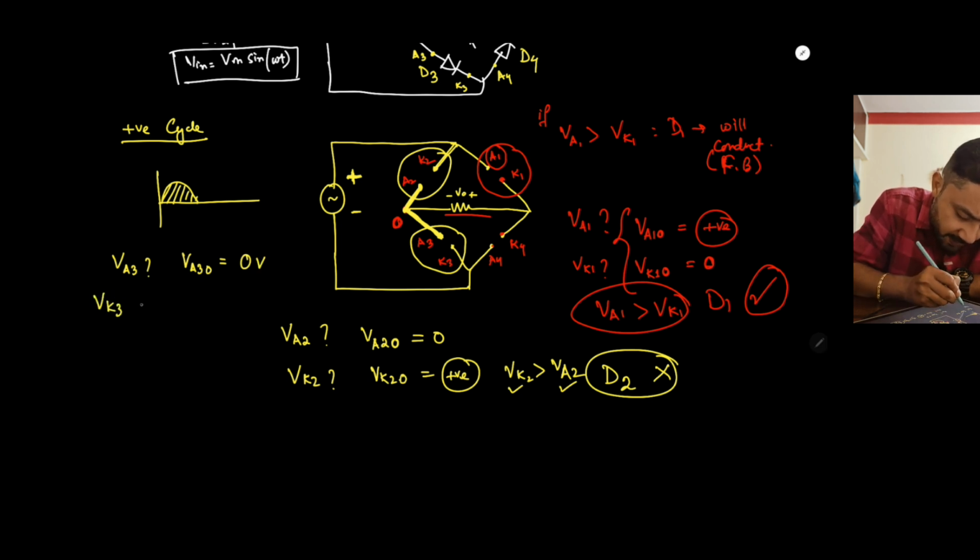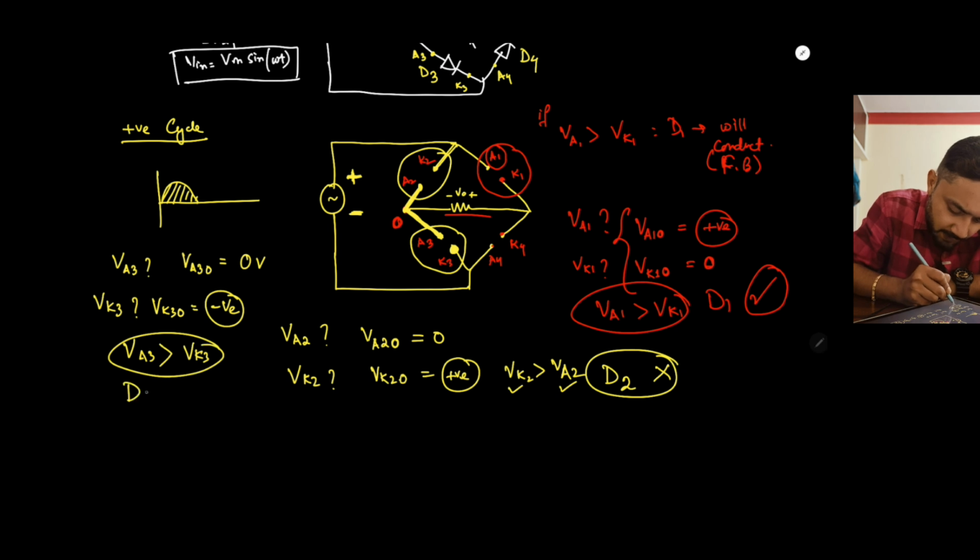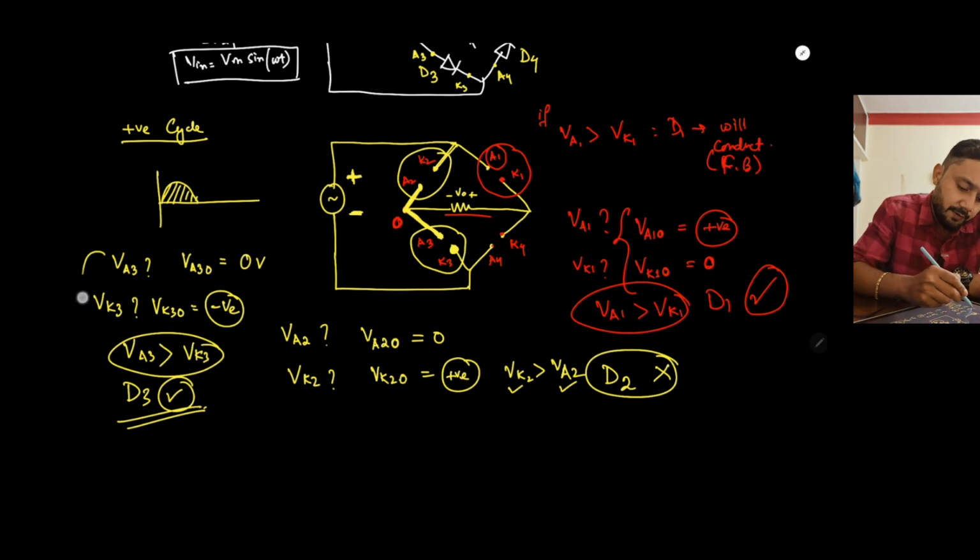And what is VK3? VK3 with respect to the reference, this is the VK3, and we can see this is connected at the negative terminal. So VK3 will be negative. So here VA3 is higher than VK3, so diode 3 will conduct. Okay, fine.